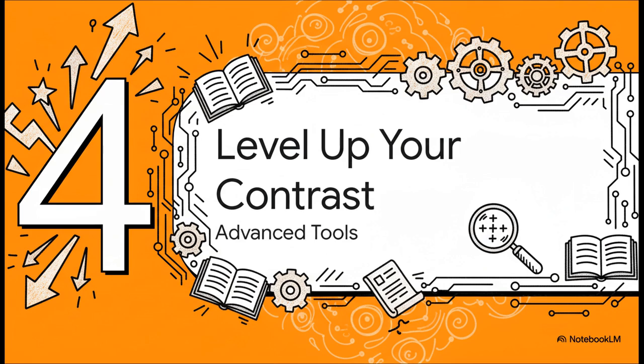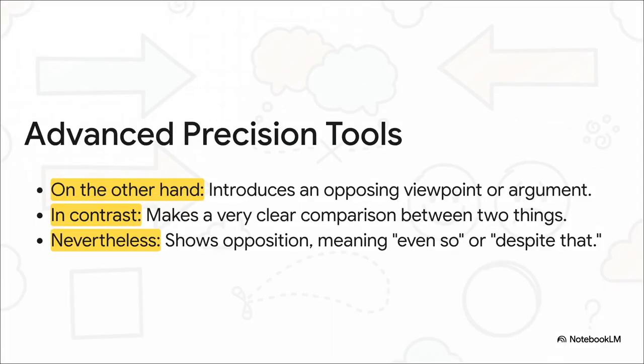All right, ready to really level up? Let's move beyond the everyday tools and get into some more advanced, more precise language. These are the words that add a real touch of polish and analytical depth to what you're saying. So each of these has a really specific job. On the other hand, is perfect for weighing the pros and cons of something. In contrast is what you use when you want to draw a really sharp, factual line between two things. And then there's nevertheless. That one is a real powerhouse. It means something happened despite a pretty big obstacle.